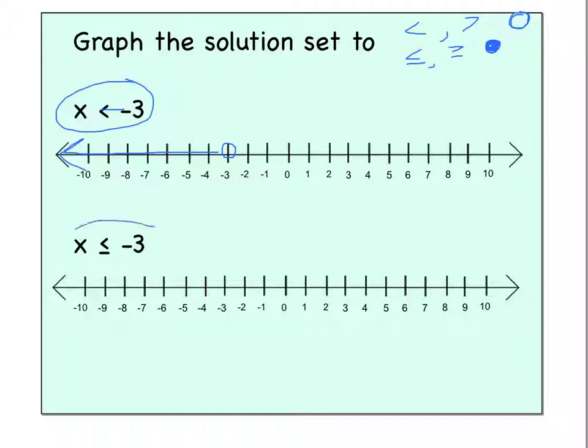The only difference with this next problem is that it could include negative 3. So since it's that less than or equal to sign, we have to fill in our circle. And again, I make that into an arrow, and there we go.